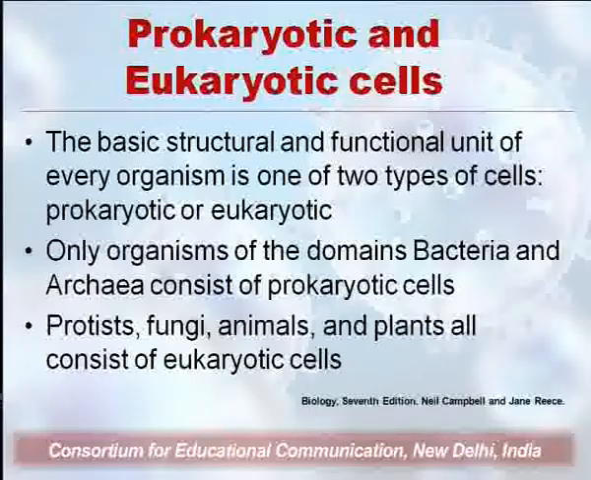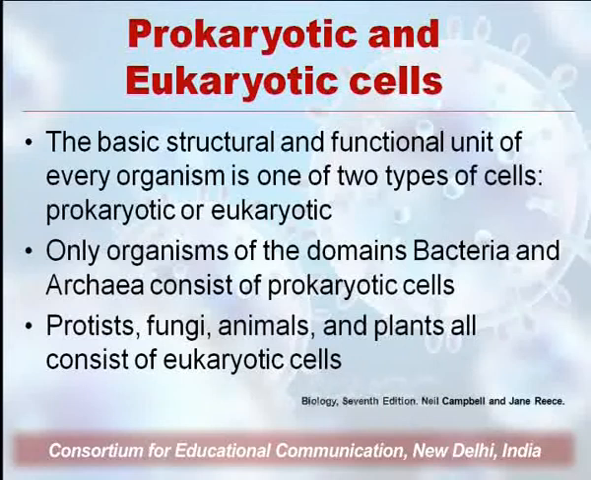Now, cells have been broadly divided into two major categories. One is called the prokaryotic cells, the other is called the eukaryotic cells. There is a structural and functional difference between these two cell types. The organisms in the domains of bacteria and archaea fall under the category of prokaryotic cells, while in the case of eukaryotic cells, the protists, fungi, animals and plants come under that category.